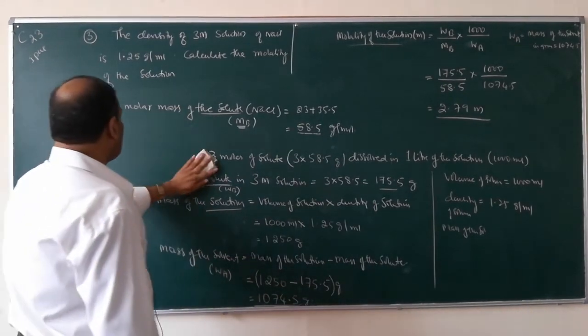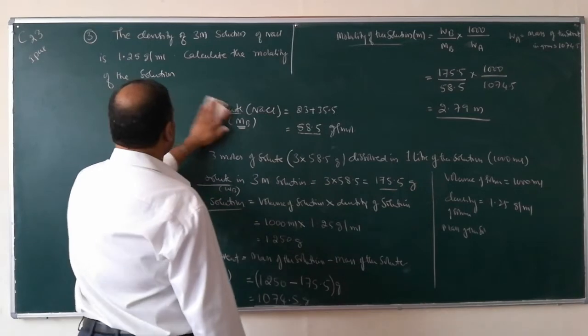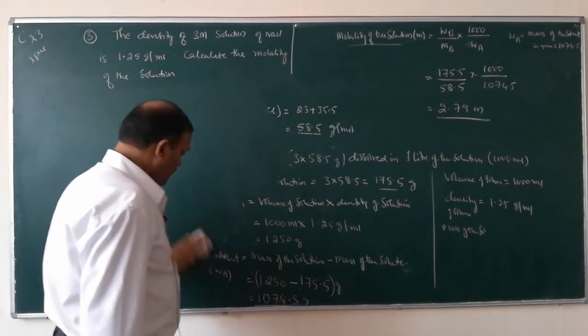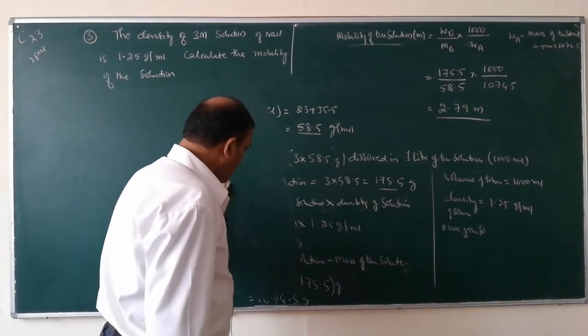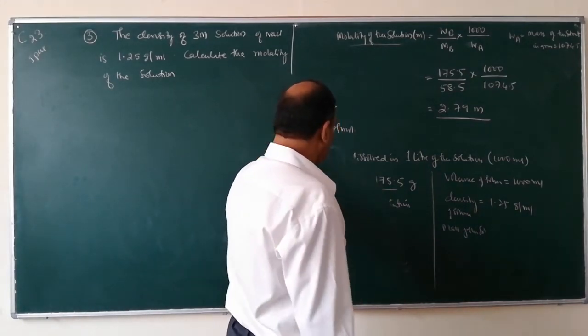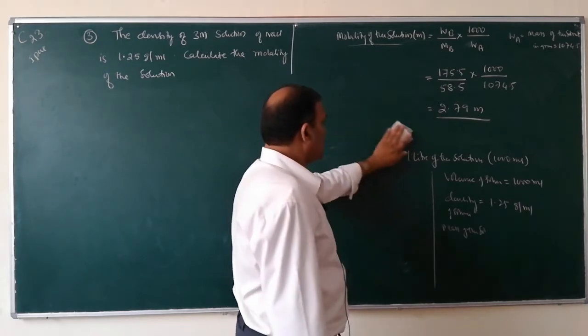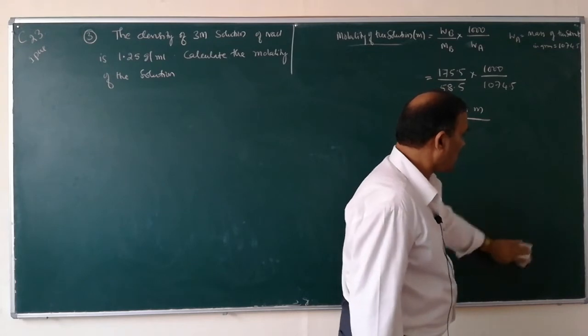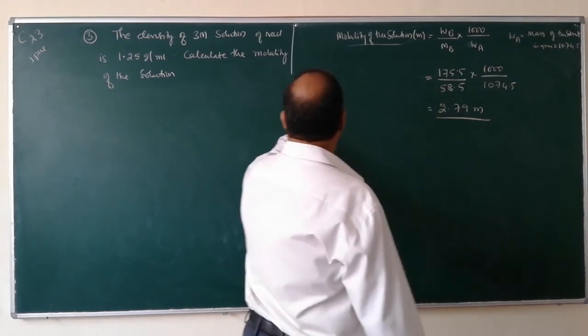So this is how we can calculate molality from molarity. If you know the density of the solution, multiply density with volume of the solution to get mass of the solution. If you subtract mass of the solute from mass of the solution, you will get mass of the solvent.